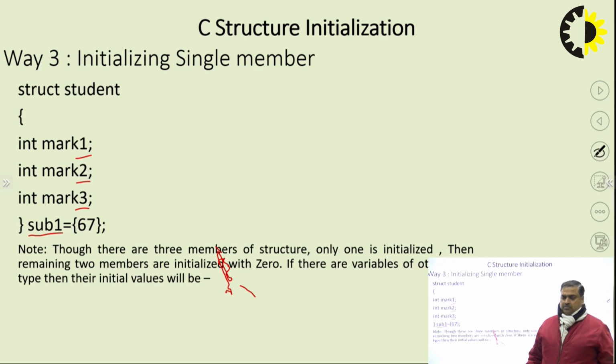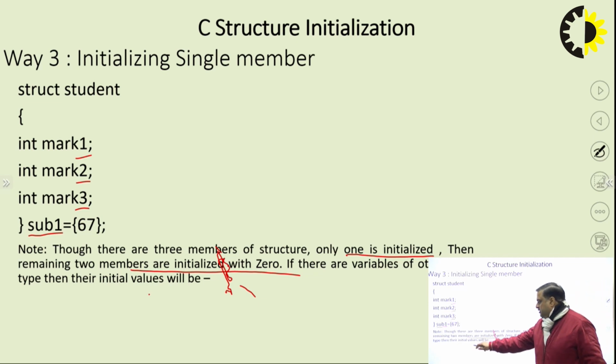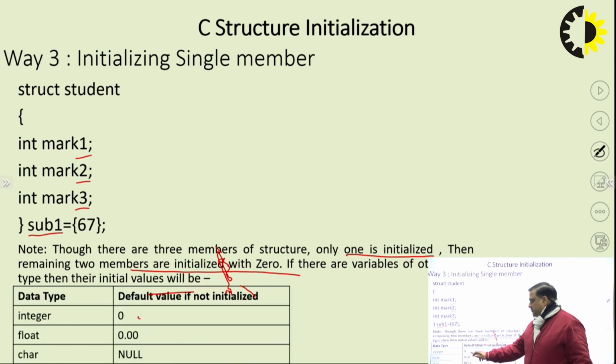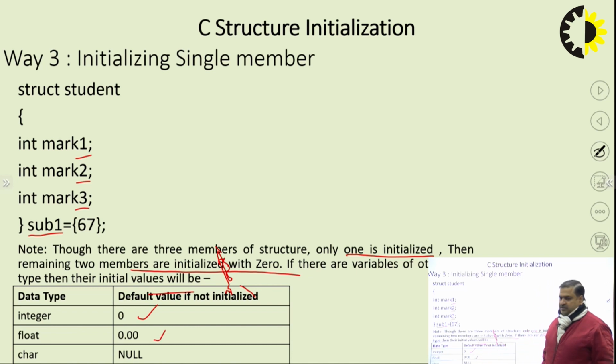So though there are 3 members of the structure, only one is initialized. Then what will happen to the remaining 2 data members? These 2 data members are initialized with 0. If there are variables of other data types, then they will be initialized with default values: integer will be defined as 0, float will be defined as 0.0 and character will be defined as null values.